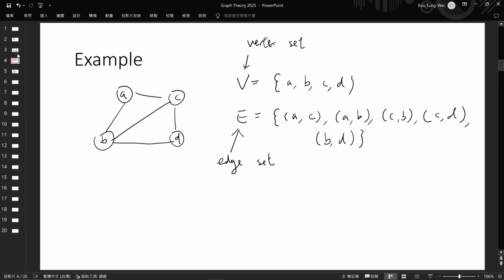And one notation I forgot to mention is, given the vertex set V and the edge set E, we often write a graph as this pair of vertex set and edge set. Whenever you see this form G = (V, E), this means this graph G has a vertex set V and an edge set E.